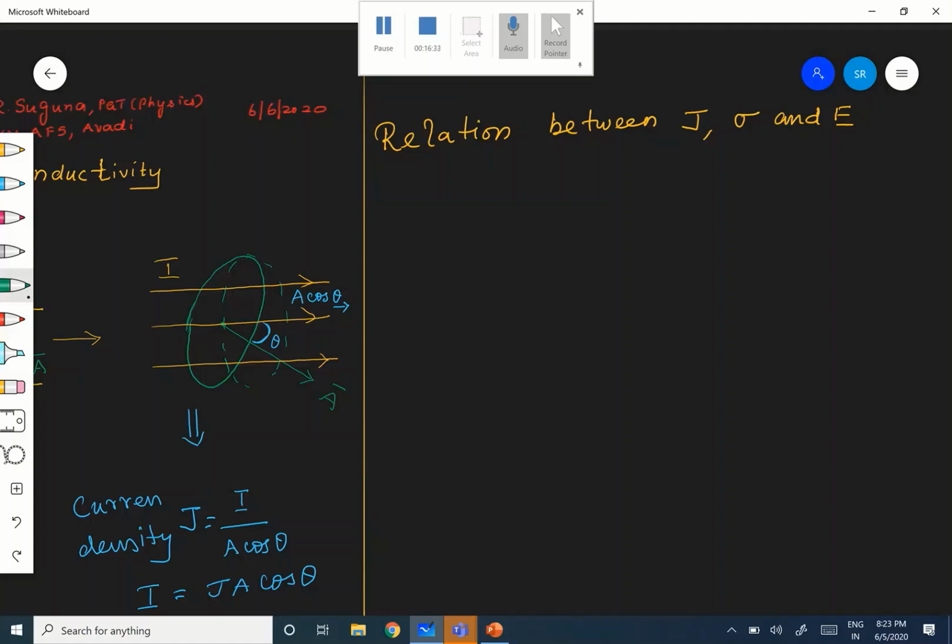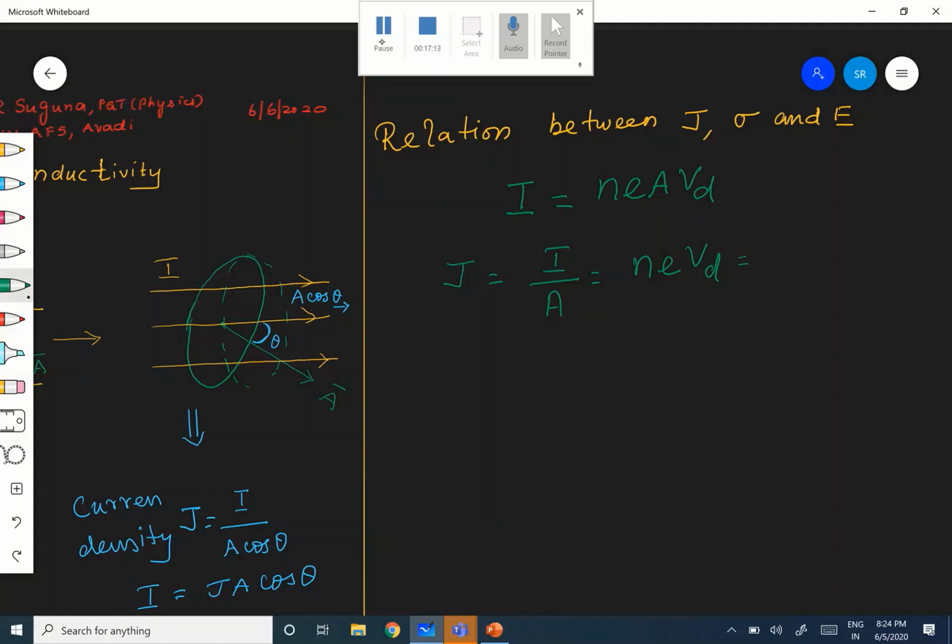For that, I think you have an idea about the relation between current and drift velocity. Correct? Current is equal to n e A vd. Therefore, current density J is equal to I by A, that is equal to n e vd. But I want the relation between current density, conductance and E. So I want to represent vd in terms of E.